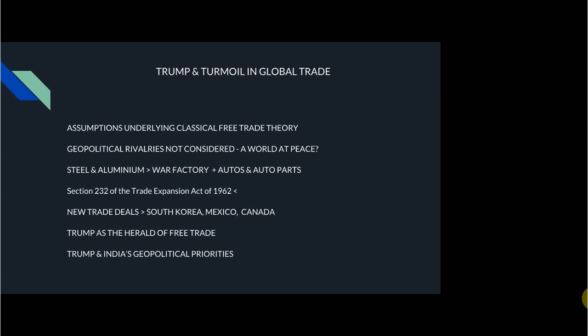But these countries were basically not willing to step up. So that's another mistake. So he's actually pushing for free trade. He's actually pushing for free trade. So that is something that we have to understand and embrace that concept.